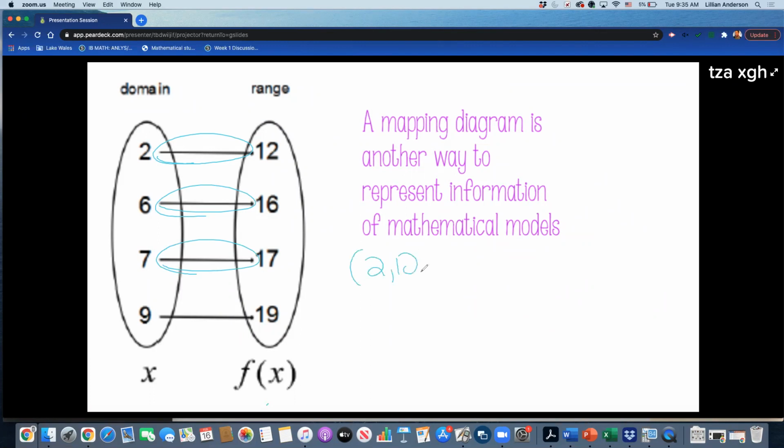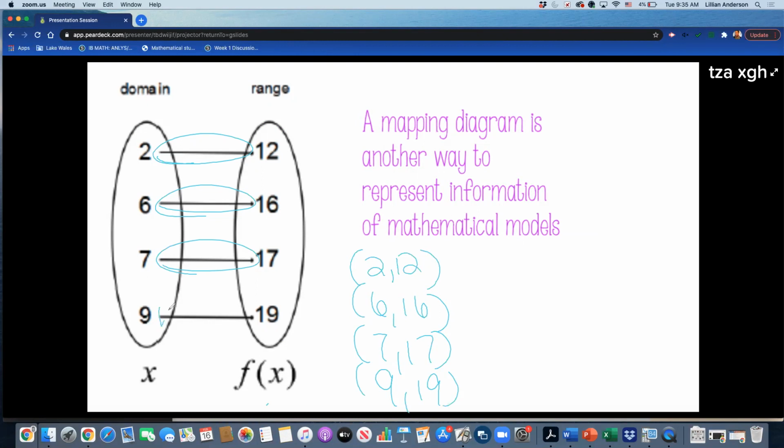So you have 2, 12, 6, 16, 7, 17, and 9, 19 are the points in this mapping diagram. Now they may give you a mapping diagram where there's something in the domain, but there's not an arrow that points to a value in your range. Then that point is not a part of the ordered pairs of that function.